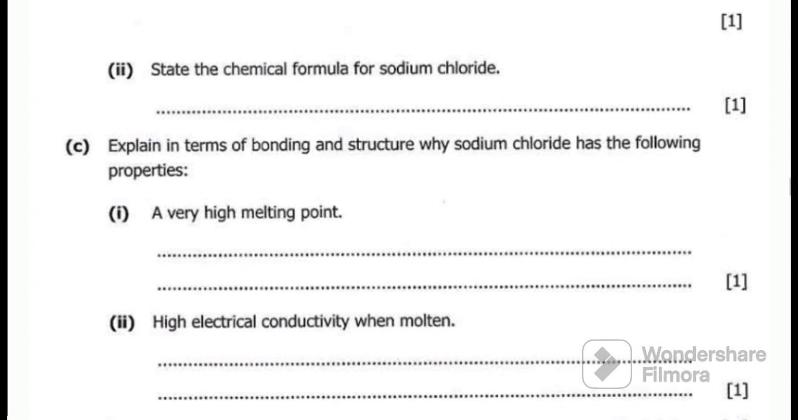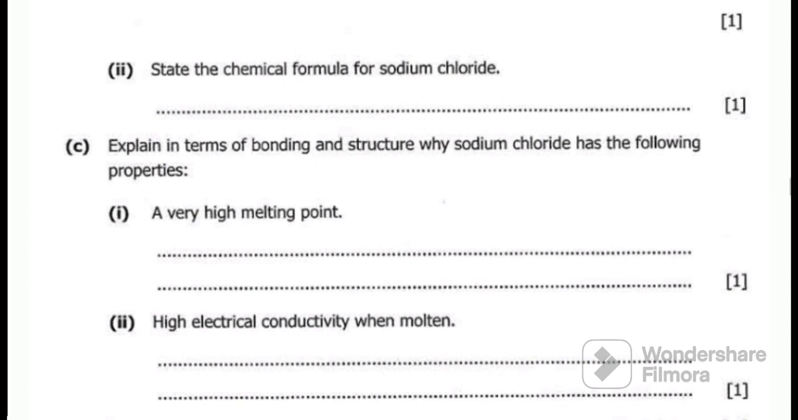1, a very high melting point. Why does ionic bonding have a very high melting point? This is because of the strong electrostatic forces of attraction holding the ions in the lattice. It is simply because of the strong electrostatic forces of attraction.